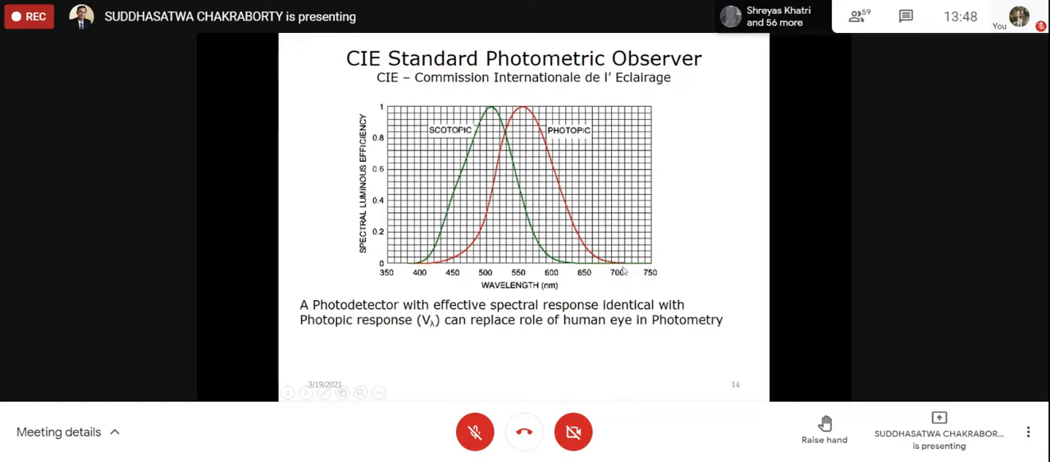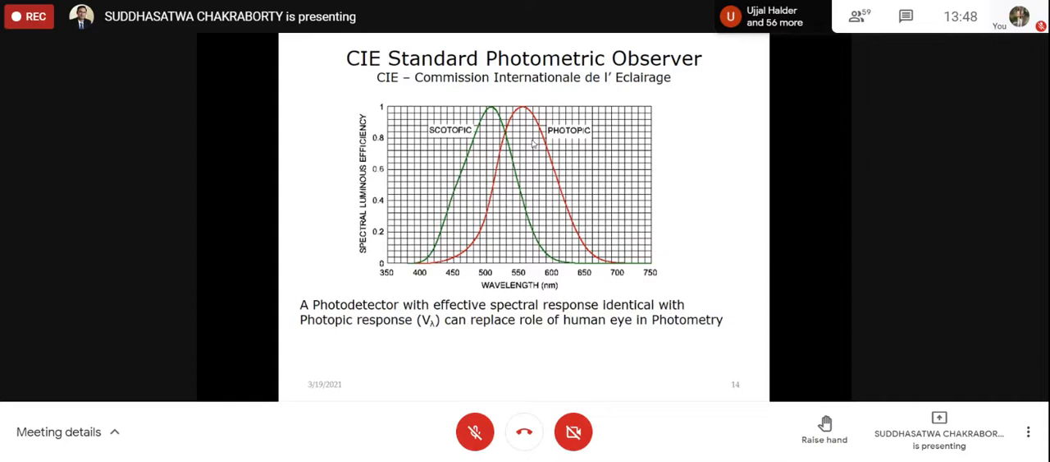The question will definitely come that once we are talking about human eye characteristics, it will differ with the individual and with different ages. But this is a standard average curve. The deviations will definitely be there, but while we are calculating, we need to standardize something. So CIE, with a set of observers, practiced the experiment, and finally they got this characteristic curve, the red one, which we call the photopic curve.